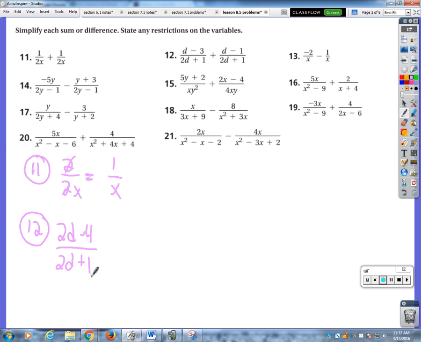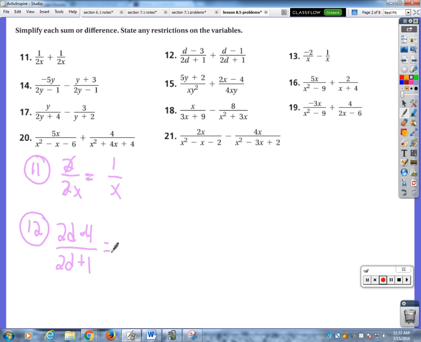Okay? Now, your impulse there might be to cancel the 2d's, but you cannot because this is a subtraction and this is an addition, and you can only cancel when everything's multiplication, okay? That's why we factor first and then cancel, because when you factor, you're changing it into a multiplication problem.